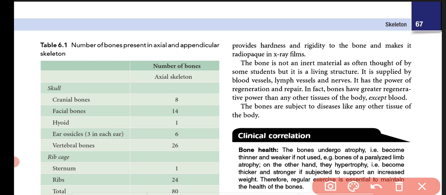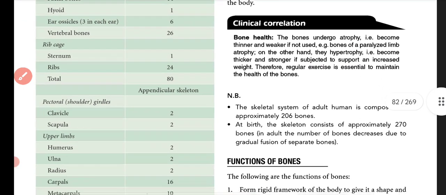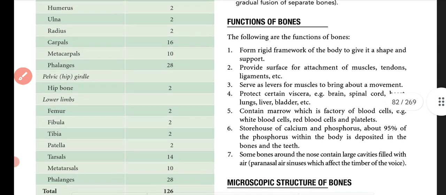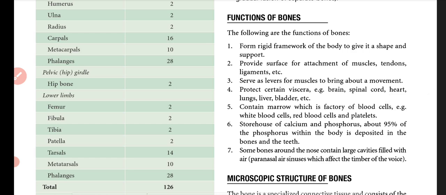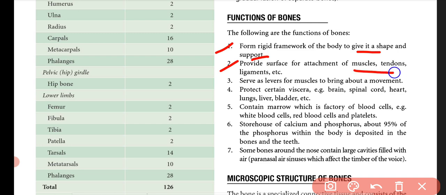Now the next portion is the function, the most important portion, the functions of the bones. The functions are mainly to form a rigid framework of the body to keep its shape and support. Next is to provide a surface for attachment of muscle, tendon, and ligament, where the muscles, tendons, and ligaments attach.